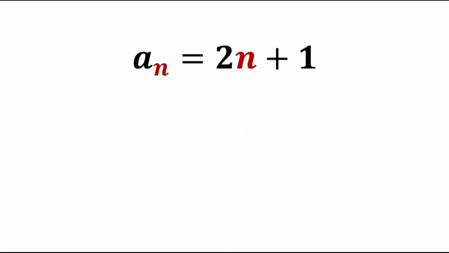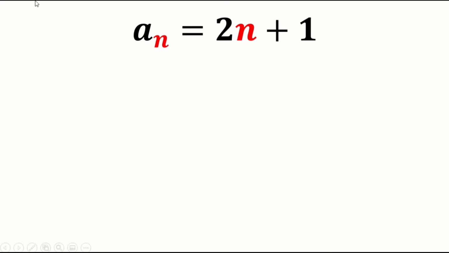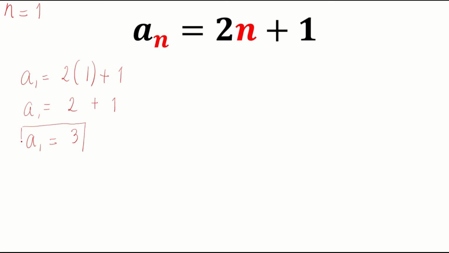Step 1. Find A sub 1. Substitute 1 to n in A sub 1 equals 2n plus 1. We have A sub 1 equals 2 times 1 plus 1. Because 2 times 1 is 2, we now have A sub 1 equals 2 plus 1. 2 plus 1 is 3. Therefore, A sub 1 is 3, or in other words, the first term is 3.